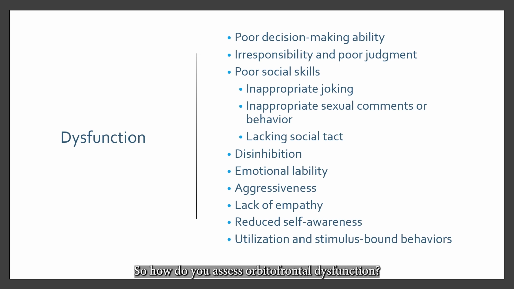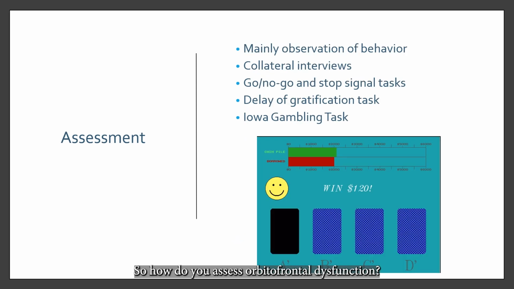So how do you assess orbital frontal dysfunction? Well, you can get quite a lot of this data through your behavioral observations on testing. So is the person impulsive? Are they starting tasks before you tell them to? Are they making impulsive mistakes on the testing? Are they making inappropriate comments or comments that are not relevant to what you're doing? How is their frustration tolerance if they are having trouble with a task?